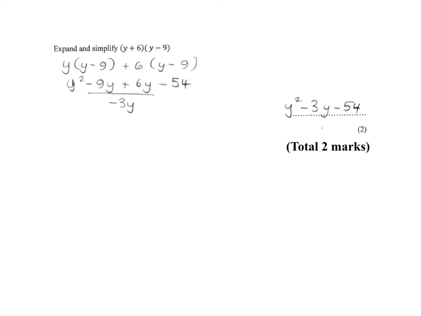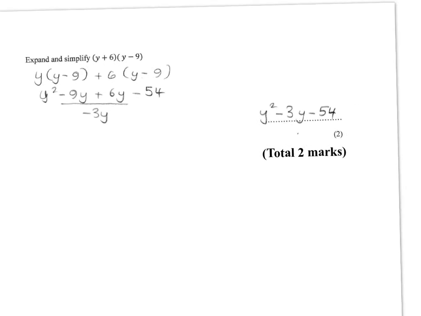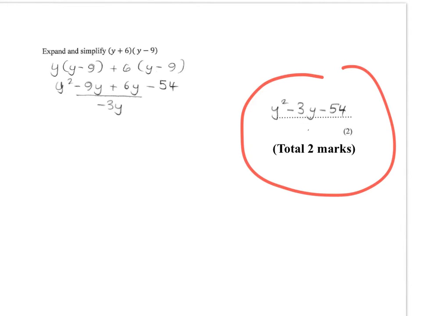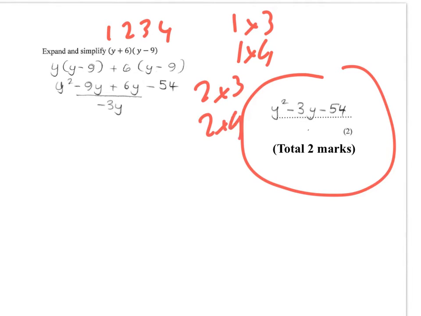Next one. What we got here? Double bracket expansion. Easy this. I'll leave the answer there, working out there as well if you need it. Double brackets. Remember, term 1, 2, 3 and 4 times 1 by 3, 1 by 4, 2 by 3, 2 by 4, and then simplify. Use the calculator all times.